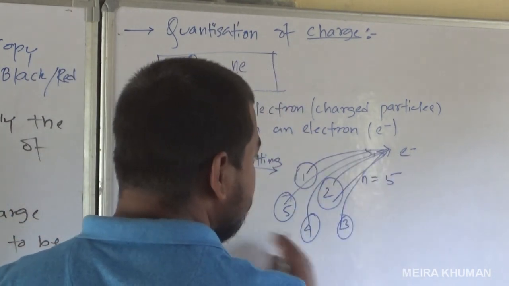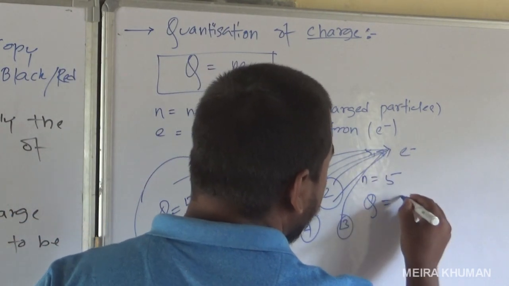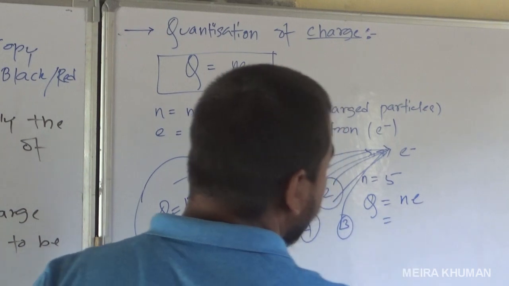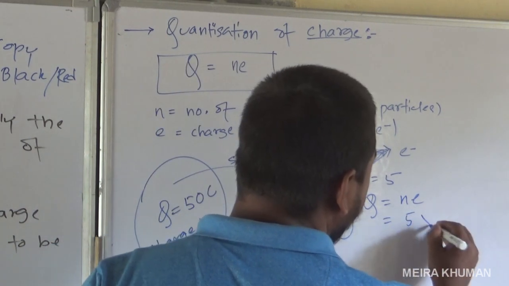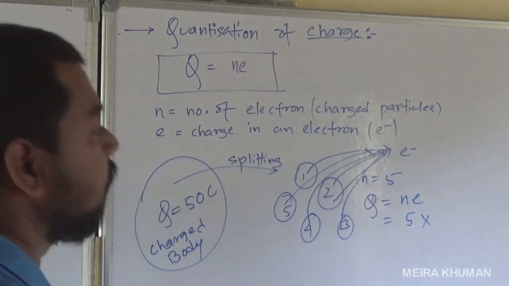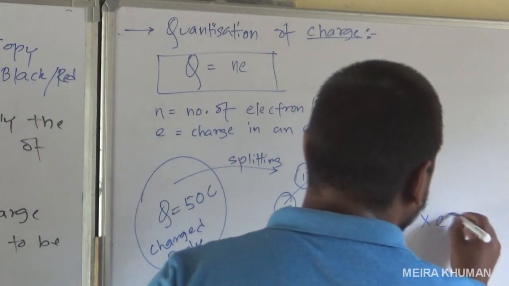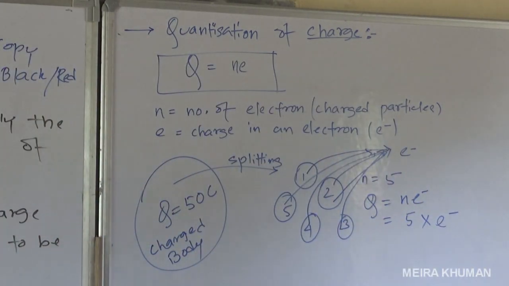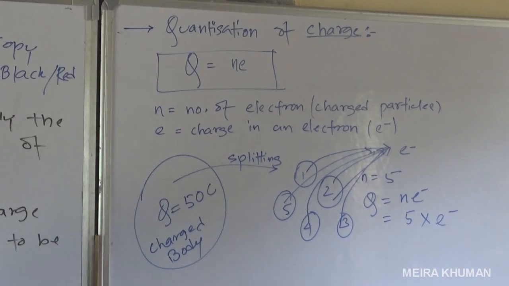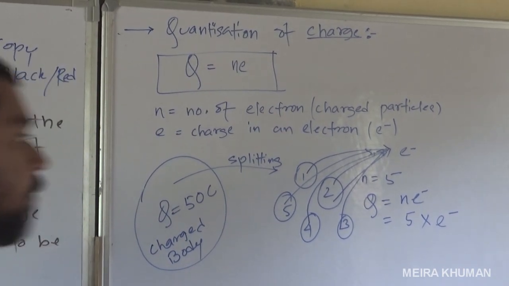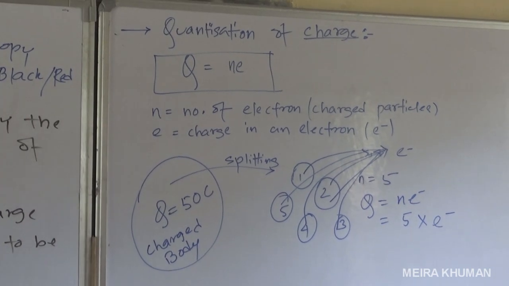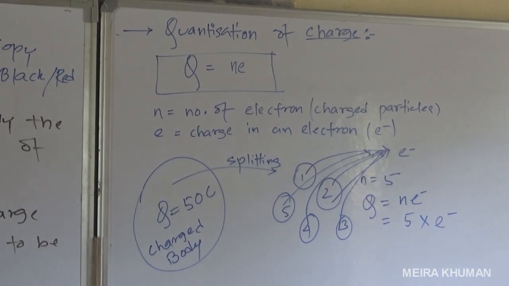That means the total charge Q will be equal to what? n into e. n is how much here? 5. e is how much? The charge on an electron. Just for the sake of explanation, I am considering n equal to 5. It could be anything also. Clear? So please make a note up to now.